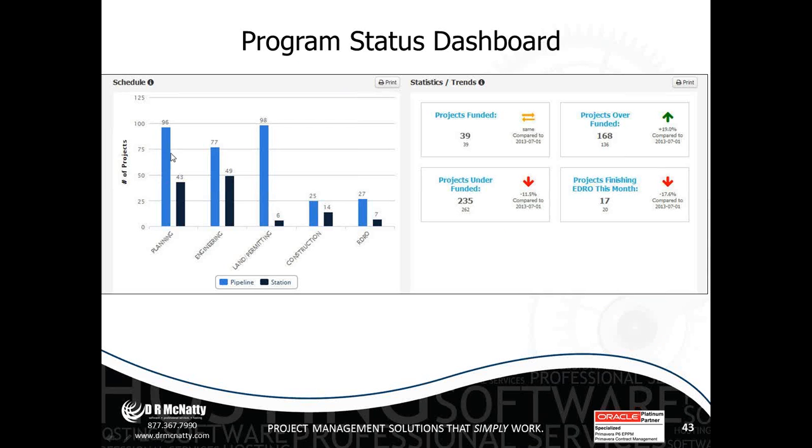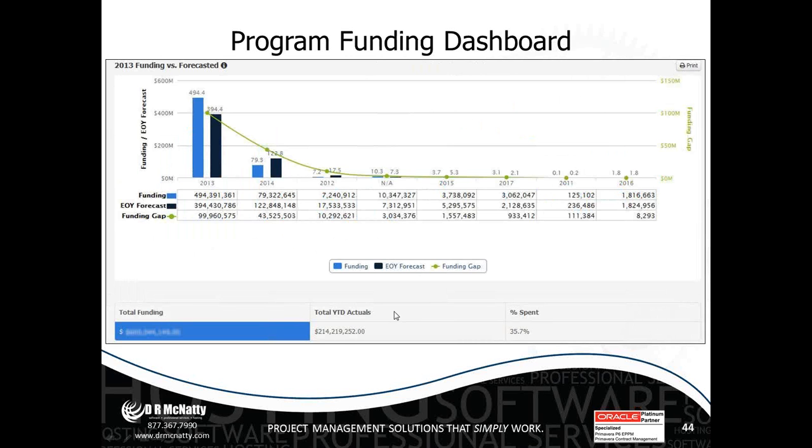Program level status by phase, pipelines, stations. Here I can see some metrics for projects funded, overfunded, underfunded. Again, these metrics can be defined according to what your specific requirements are. Here's the program funding dashboard. So you can see what's funded and my end of year forecast.